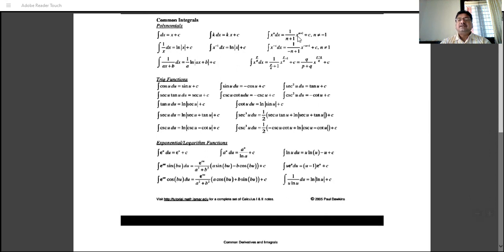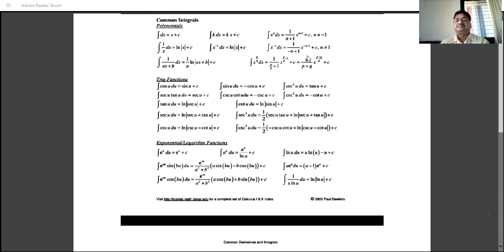Integration of x raised to n is what? x raised to n plus 1 divided by n plus 1. Integration of 1 by x is log x. Integration of x raised to minus 1, that is 1 by x, is log x. x raised to minus n, again, is x raised to minus n plus 1 divided by minus n plus 1.